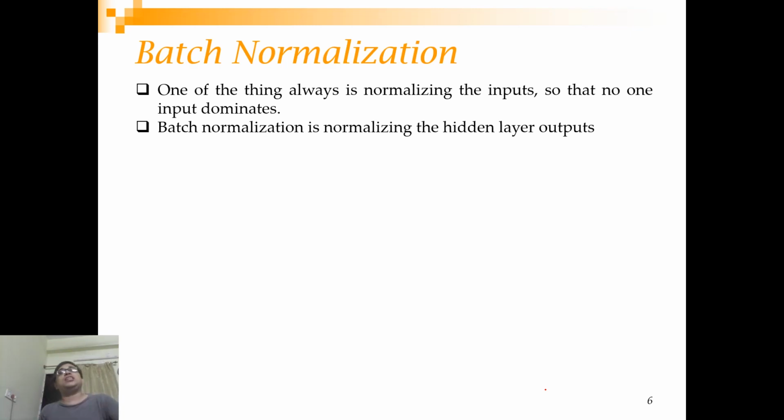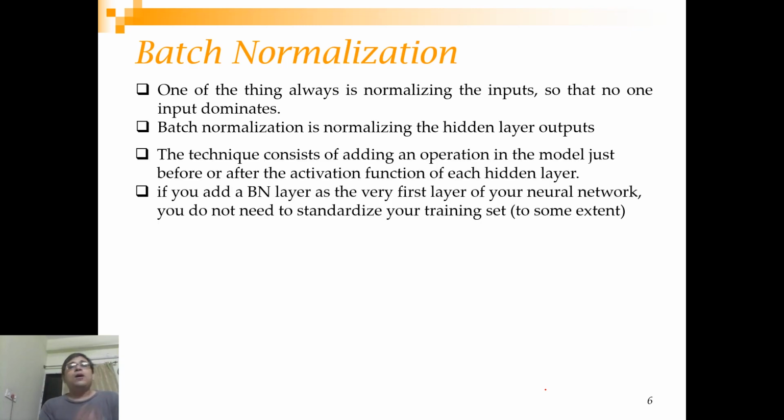So batch normalization tries to do that so that none of the parameters or activation values dominate each other, okay? This technique consists of adding an operation in the model just before or after the activation function of each hidden layer. In the original paper, they suggested applying it at the pre-activation level. However, it can be generalized and applied at the post level also.